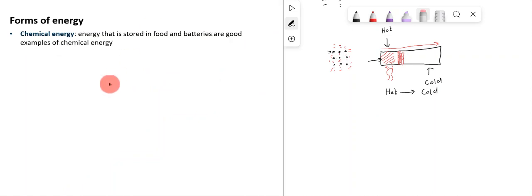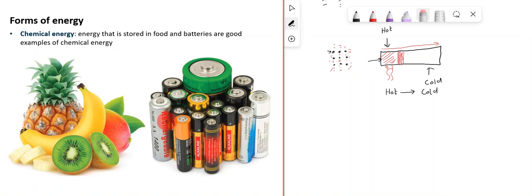Then we have what's called chemical energy. Chemical energy is the energy that's stored in food and batteries. So food and batteries are good examples of chemical energy. In food, we have energy stored in the chemistry of the food, and the body can take the energy out of that food and use it to do work. Likewise, inside batteries you have chemical energy stored. If you attach a battery to a circuit, it causes the circuit to do work, and that energy is changed from one form into another.